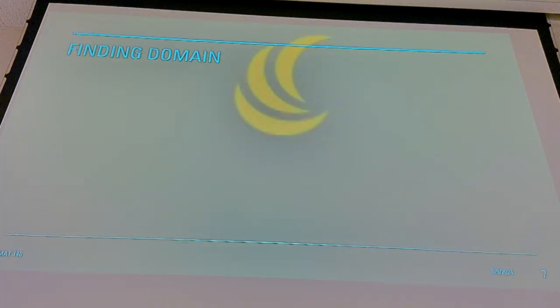Finding the domain. Remember, the domain of a function is the set of input values. It's the set of values that the function can accept. Right now, we only have two rules that we have to worry about. Start with all real numbers, and then we remove any restrictions. As I said, as of right now, there's only two.